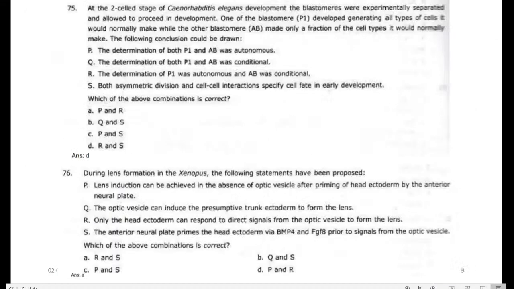Okay, next concept: during lens formation of the vertebrate eye, the following statements have been proposed. R and S is right. Only the head ectoderm can respond to direct signals from the optic vesicles to form a lens. Another option is that the anterior neural plate primes the head ectoderm via BMP4 and FGF8 prior to the signals from the optic vesicle development.